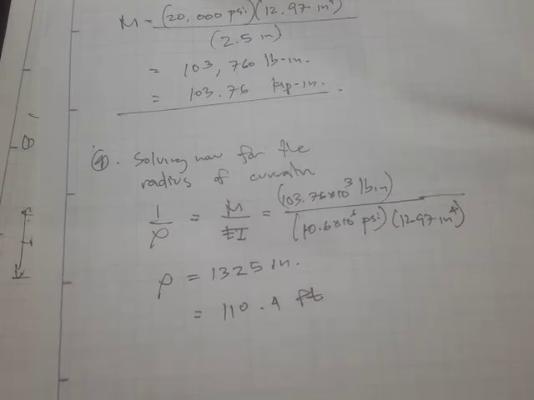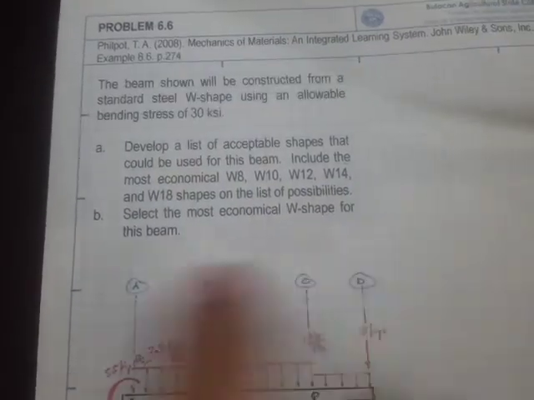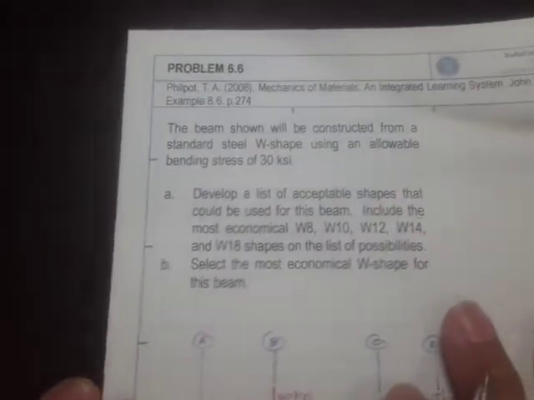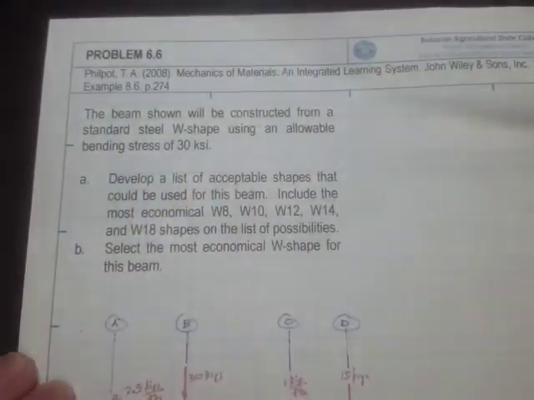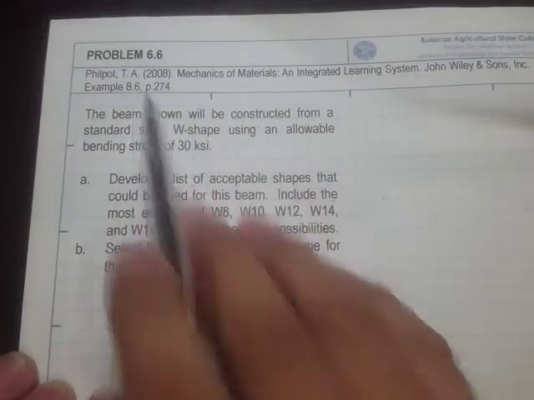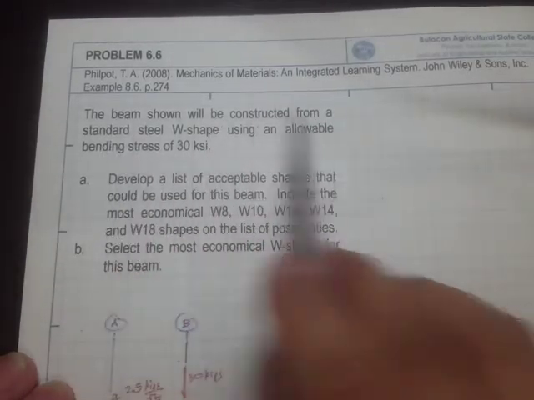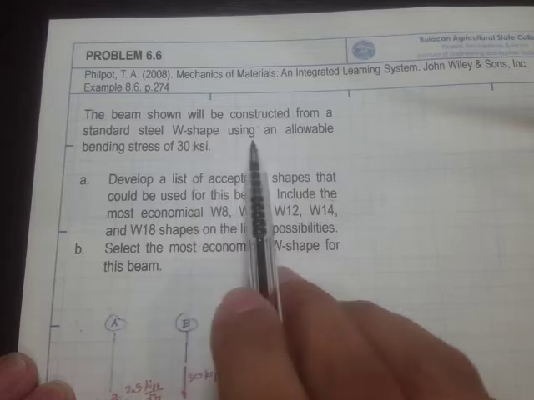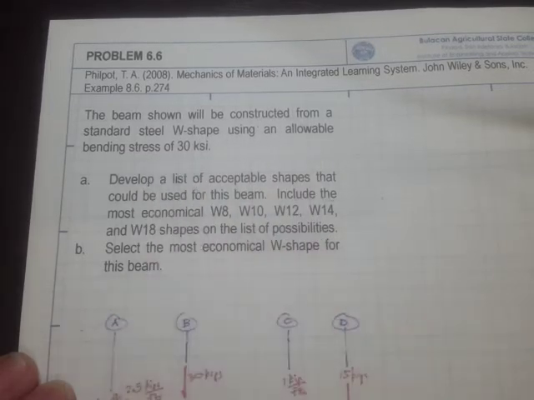All right, now we'll do another sample problem, and this one is another type of problem. In terms of the computations, this one is different. This one is taken from the textbook by Philpott, and this is example 8.6. The problem says the beam shown will be constructed from a standard steel W shape, wide flange shape, using an allowable bending stress of 30 ksi.